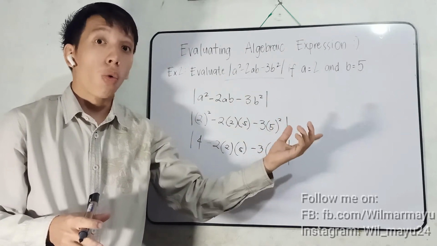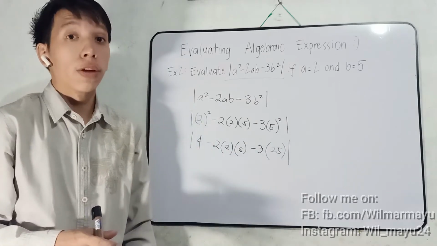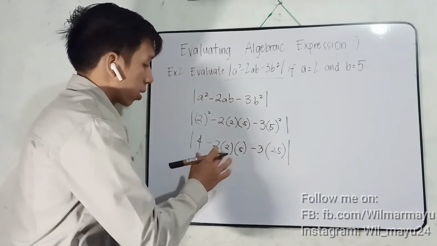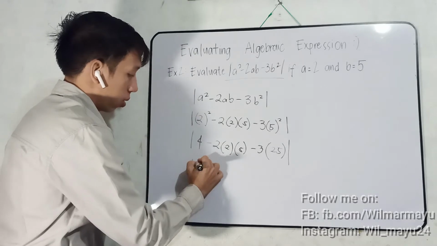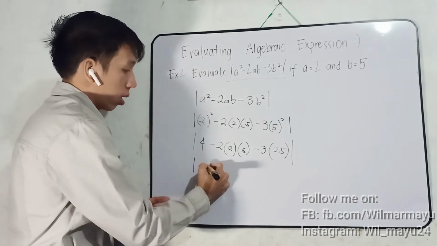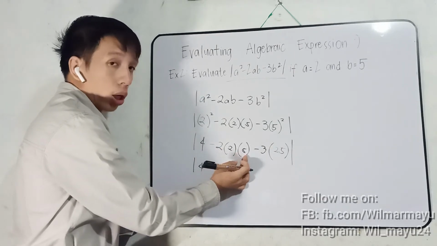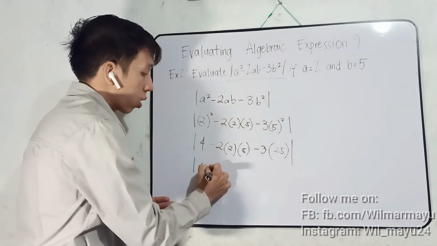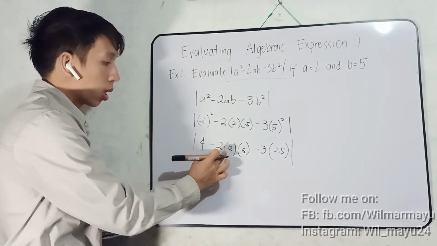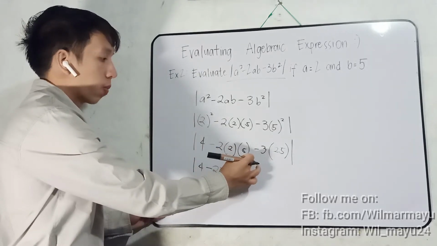So next, tapos na natin yung rule number 1, rule number 2. Multiply or divide from left to right. So, in this case, wala tayong nakikitang division. So, we will proceed to multiplication. So, copy lang muna natin si 4. Then, multiply, which is negative 2 times 2 is equal to 4. 4 times 5 is equal to 20. Then, negative, because negative times positive is negative. Negative times positive is negative. So, negative. Then, 2 times 2 is 4. 4 times 5 is 20.